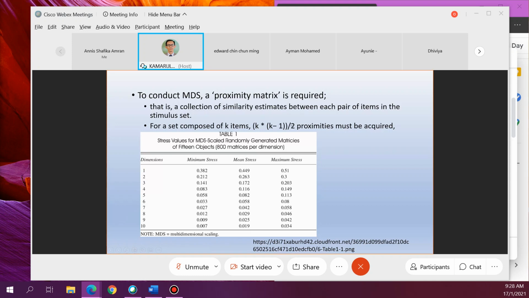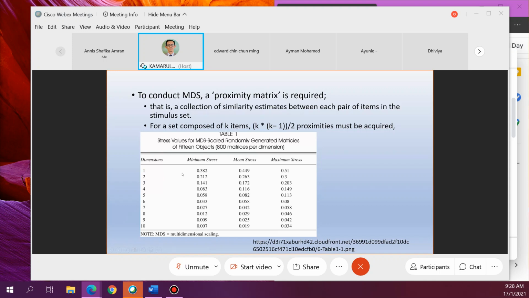10 minus 1 is 9. 9 divided by 2 is 4.5, and 4.5 times 10 will be 45. So if you have 10 chocolates that you want subjects to pair, then you have to have 45 pairs. A with B, A with C, A with D, and so on and so forth. B with C, B with D, B with E, and so on.